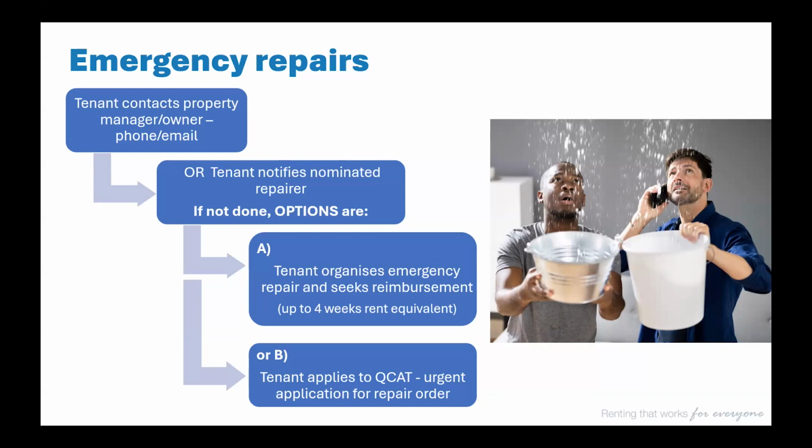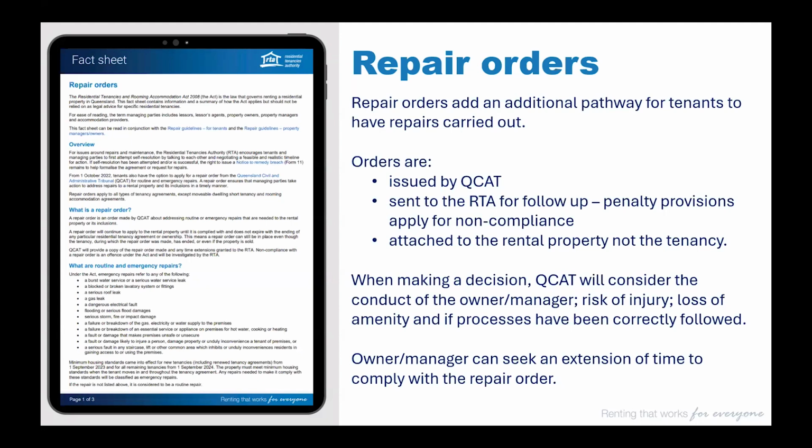If the tenant requires emergency repairs, they must notify or attempt to notify the property owner or manager, or they notify the nominated repairer on the agreement. If they are not able to do so, or if they do but repairs are not done, then they have two options. They can arrange for the repair to be carried out by a suitably qualified tradesperson and then seek reimbursement. The maximum cost in this situation is equivalent to 4 weeks' rent. Or they can apply directly to QCAT on an urgent application to request an order for the repairs to be done.